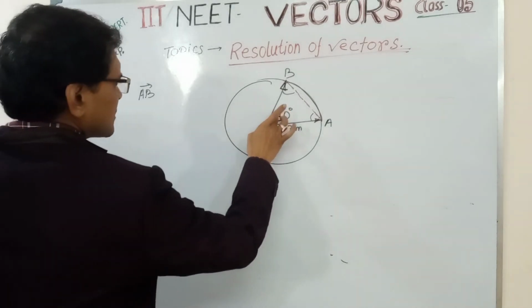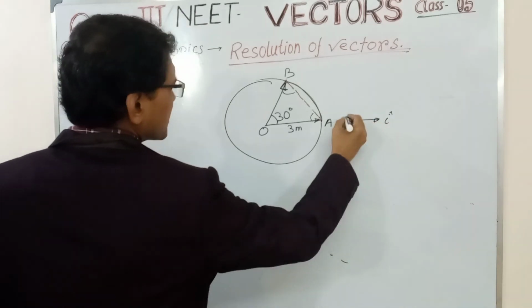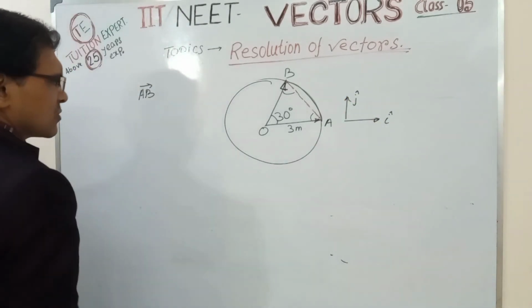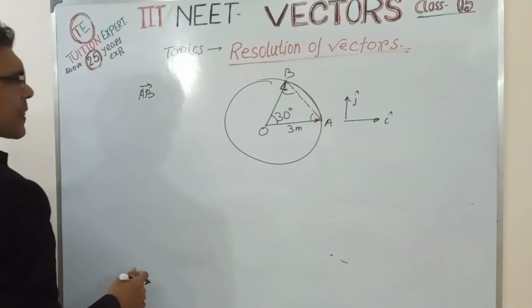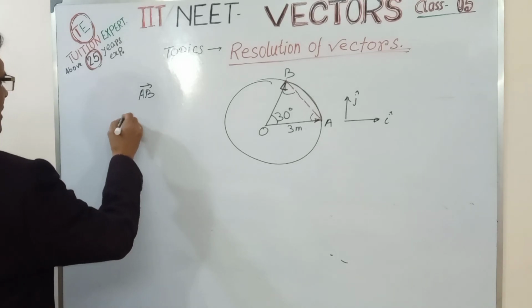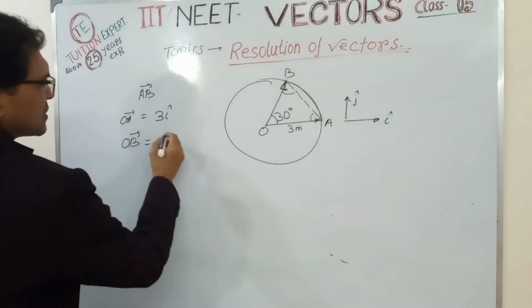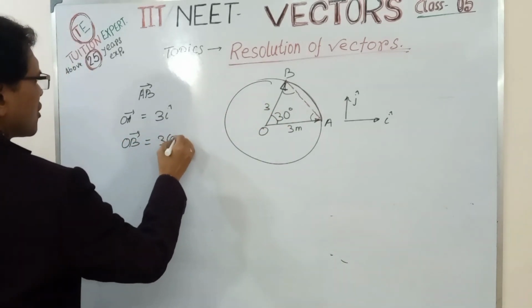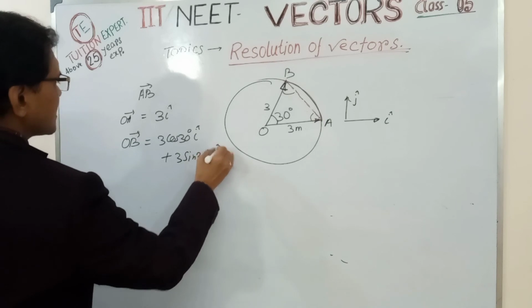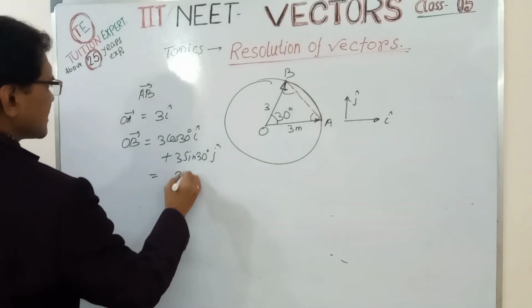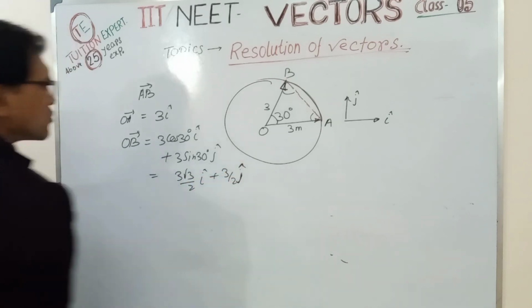We can find it in terms of i and j. Suppose this is the i vector and this is the j vector, along the x-axis and y-axis. Now the OA vector equals 3 i, and the OB vector has magnitude 3, so OB equals 3 cos 30 degrees i plus 3 sin 30 degrees j.